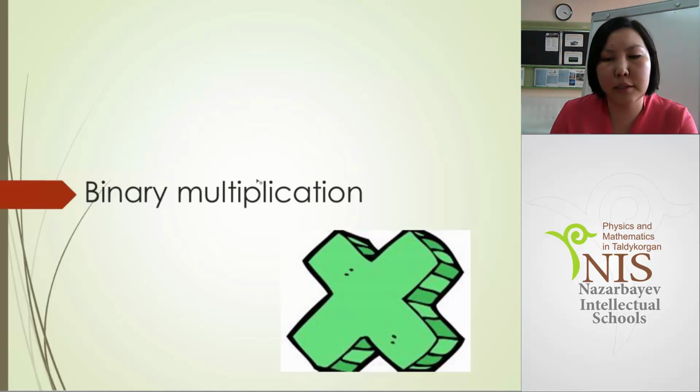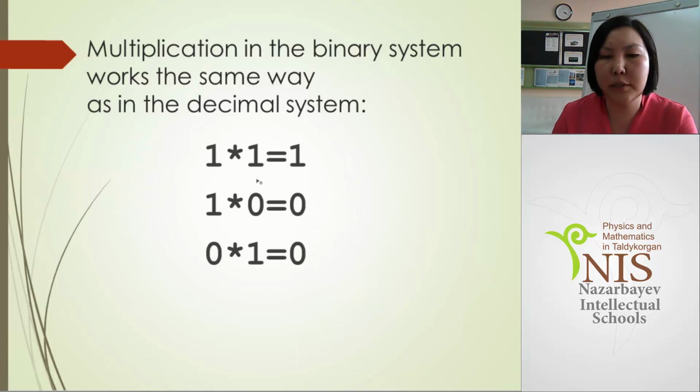Let's look at binary multiplication. Multiplication in the binary system works the same way as in the decimal system. 1 multiplied by 1 gives us 1, 1 multiplied by 0 gives us 0, and 0 multiplied by 1 gives us 0.